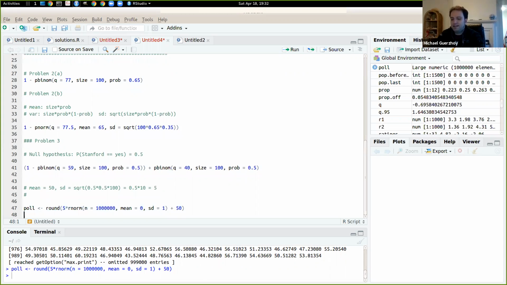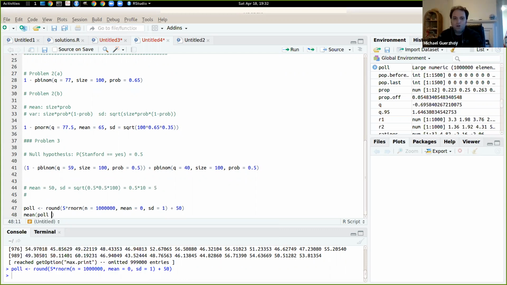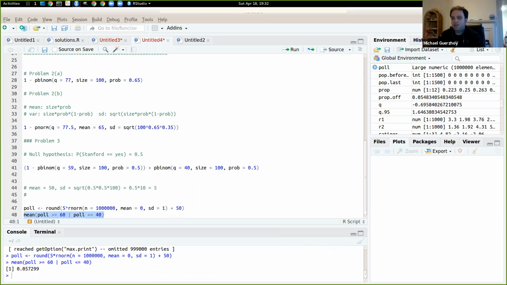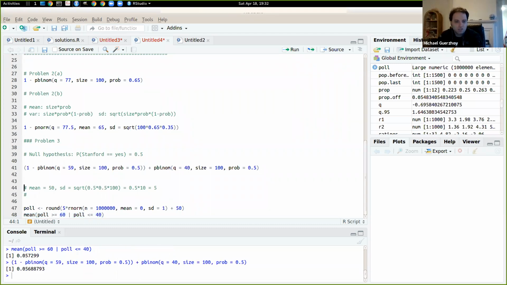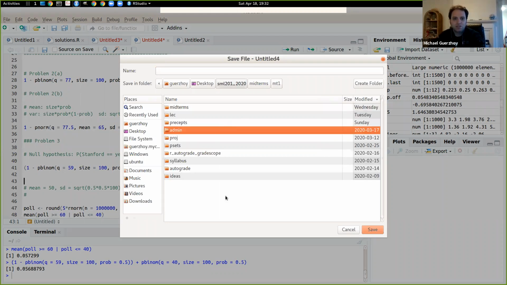Now we can say, what's the probability of poll greater or equal than 60 or poll smaller or equal than 40? And we got 5.7%. This was very close, 5.68. Okay, so that is problem 3 of the precept. Save it. Oh, actually, don't need to save it.